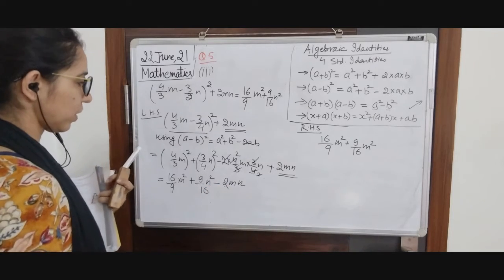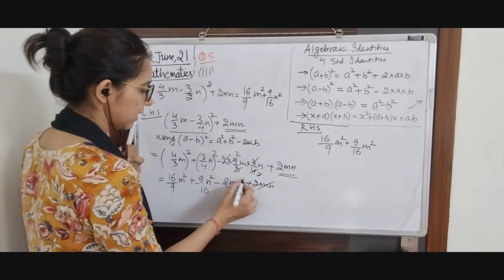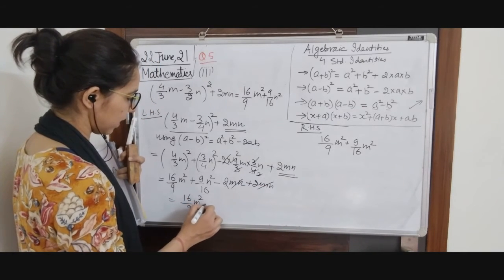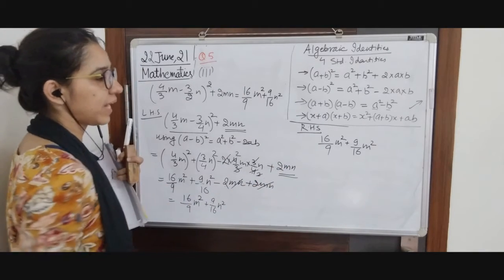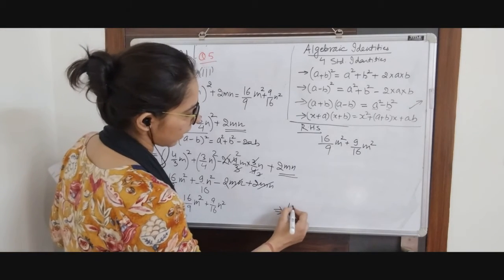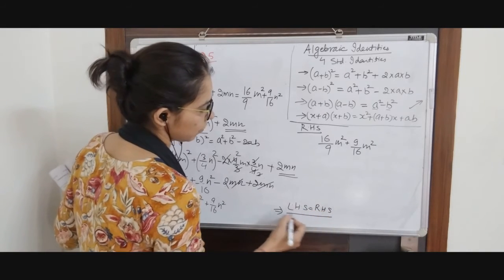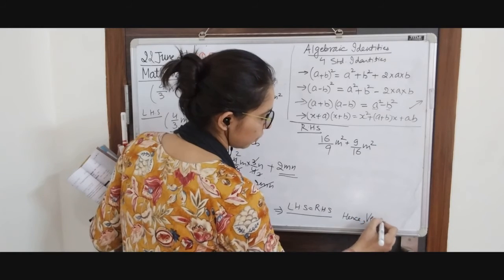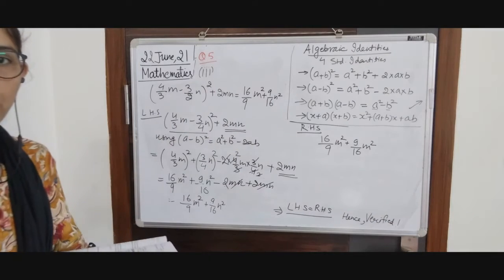Okay, good. So 2mn. Now we can cancel out 2mn. We are left with 16 by 9 m square plus 9 by 16 n square, which is equal to our right hand side. No need for simplification. In the end we can write that this implies left hand side is equal to right hand side, and hence we have verified what we were required to verify. So hence verified. Okay. All the parts.